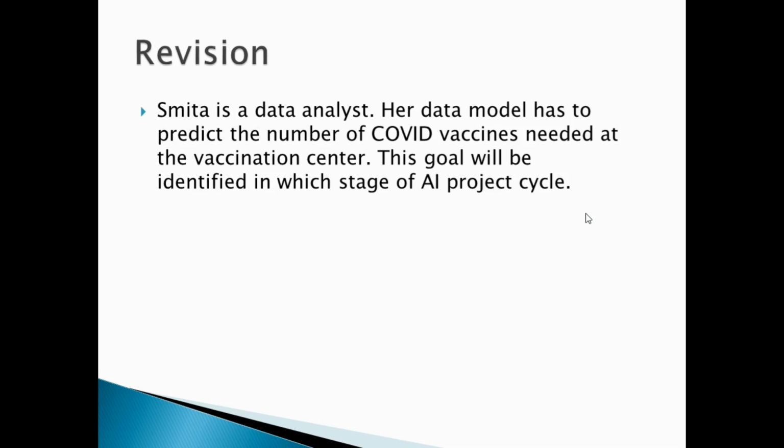Consider Smita is a data analyst. Her data model has to predict the number of COVID vaccines needed at a particular vaccination center. So now finally she has to predict the number of vaccines. This goal will be identified in which stage of AI project cycle? So here I develop the model to predict. So modeling stage will help me to do it.